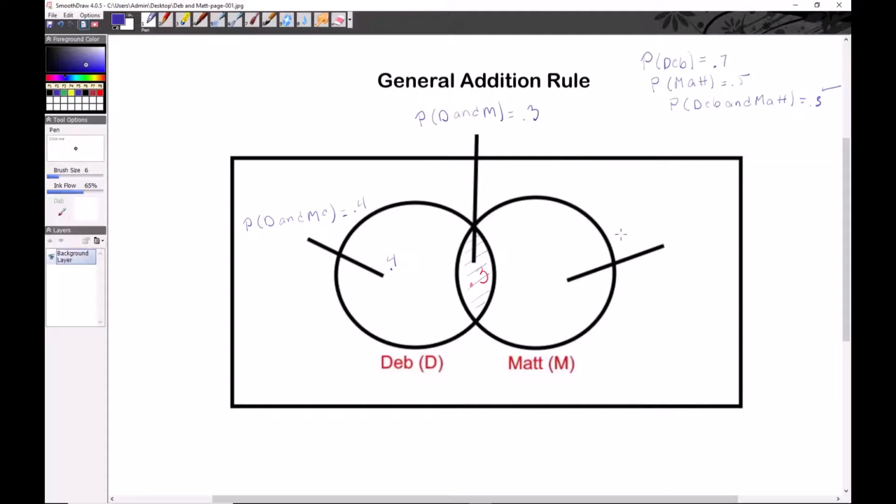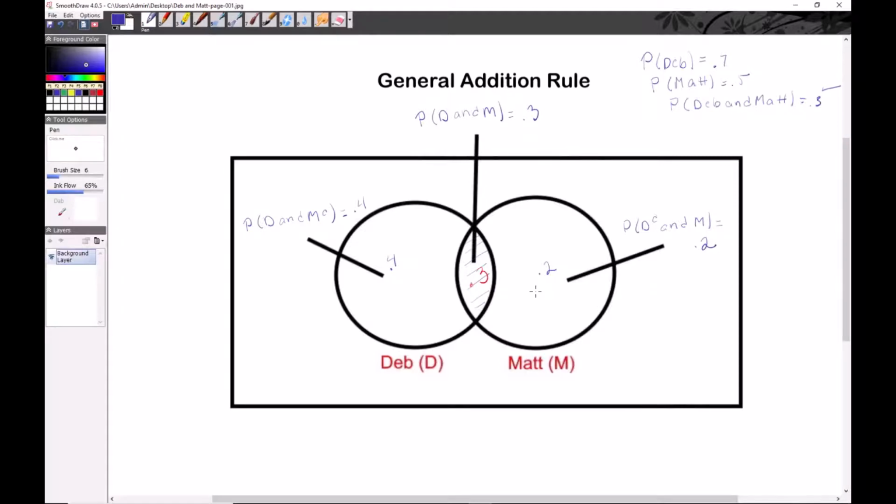So then we come over here. This is going to be the probability of Deb complement and Matt, because it's where Matt can become a partner all alone without Deb. And since he has a 0.5 probability for the whole circle, and we know 0.3 of it here, that leaves 0.2 left over. So that's 0.2. And so it looks like that might be everything, except if you add it up, that's 0.4 plus 0.3 is 0.7, plus 0.2 is 0.9. Whoops, we are short. This should add up to 1.